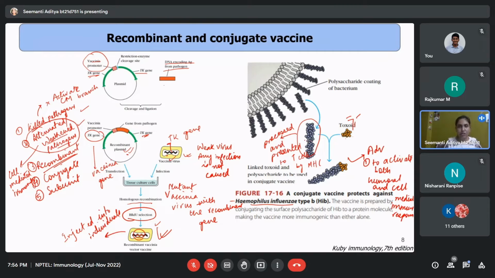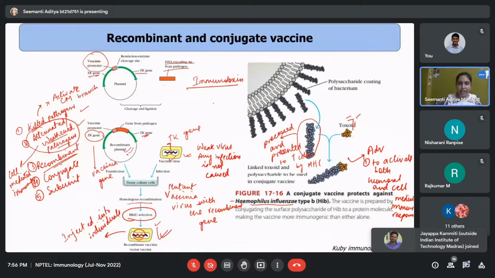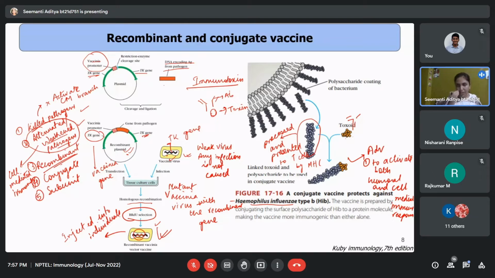So this is how it is advantageous to link the toxin and the polysaccharide and prepare a vaccine. Another important thing is the immunotoxin that we might have heard about if you have gone through the lectures. The immunotoxin is also where the antibody is conjugated along with a toxin. It's a very smart idea because whatever cell you are trying to kill inside the patient will have certain antigens.